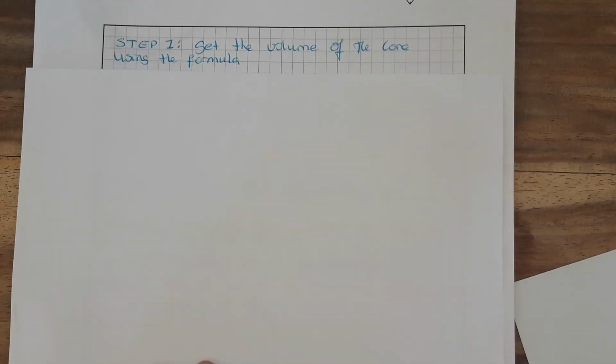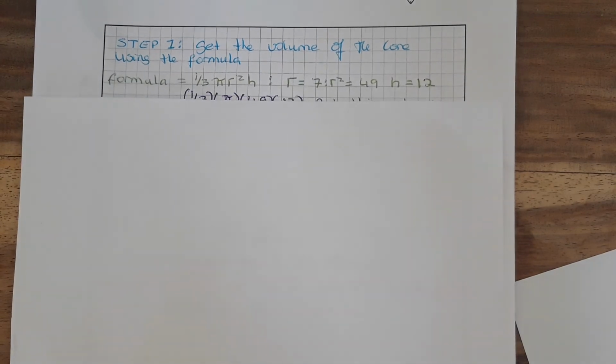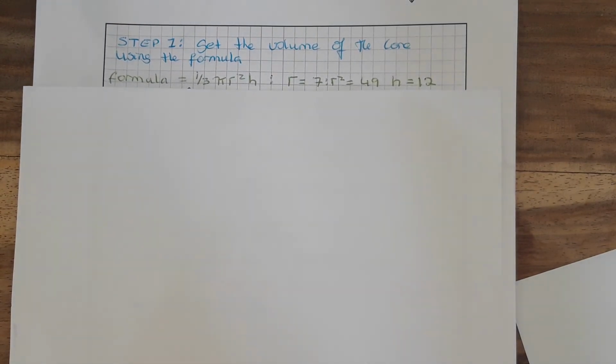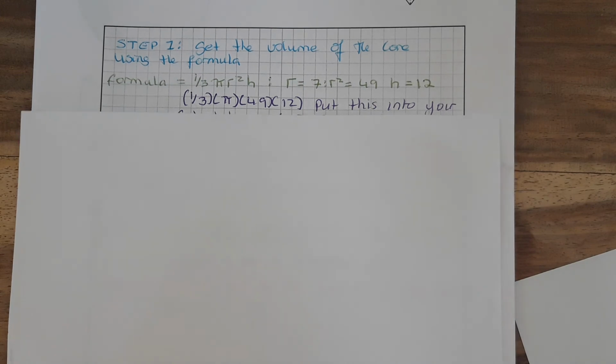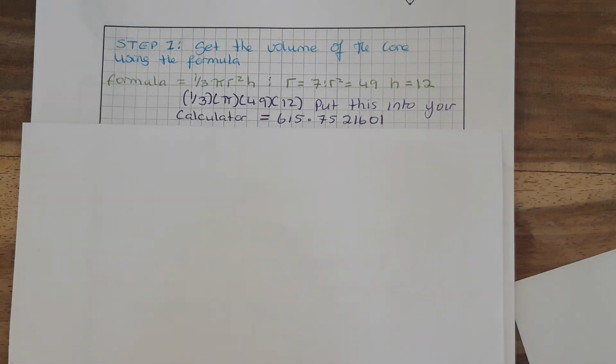So, step 1, get the volume of the cone using the formula, and the formula is 1/3 pi r squared h. R is 7, so r squared is 49, and the height of the cone is 12. So just put that into your formula. So bracket 1/3, bracket pi, bracket 49, bracket 12, and put that straight into your calculator, and you get 615.75621601. So that's the first bit. And again, do not round it up yet. Okay, it says to the nearest second, so we have to work with the full number.